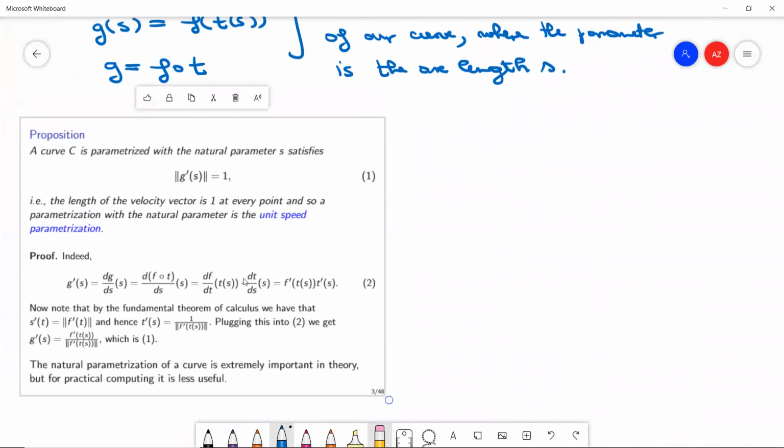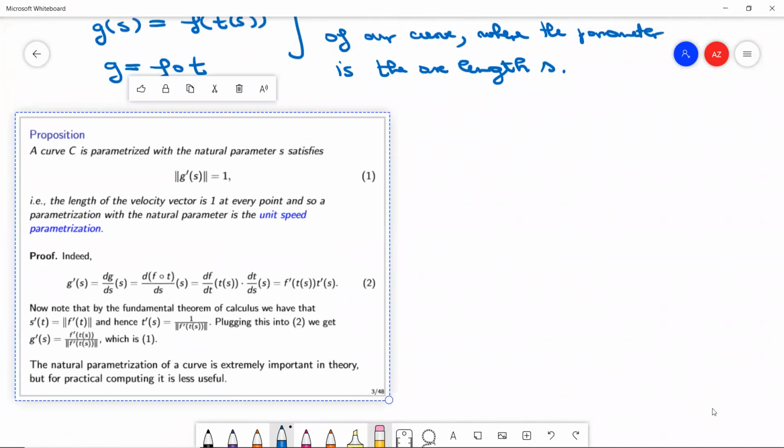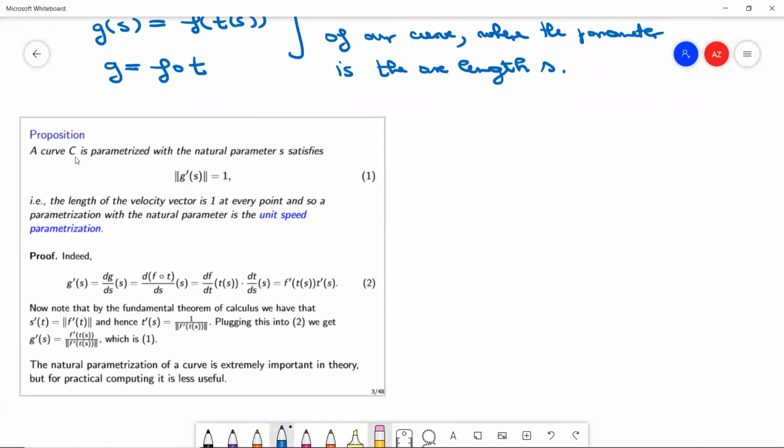So it turns out that if our curve, so we start with our curve C, it's parameterized with some parameter t. And so C is given by some parameterization from the interval I into R2. So the velocity vector is then f prime of t, the tangent or the velocity vector.